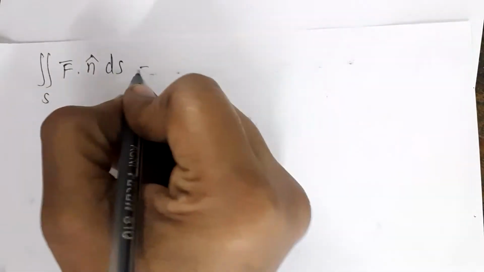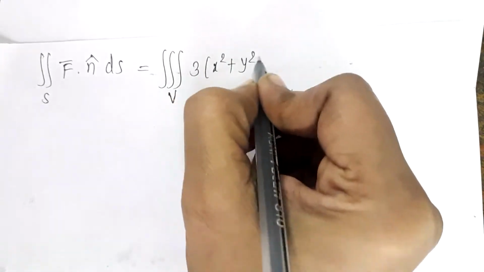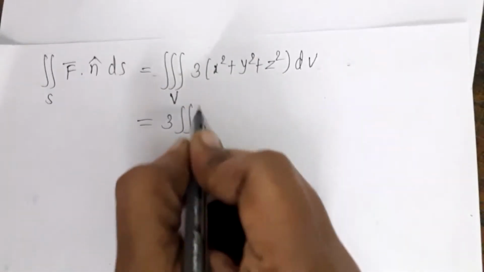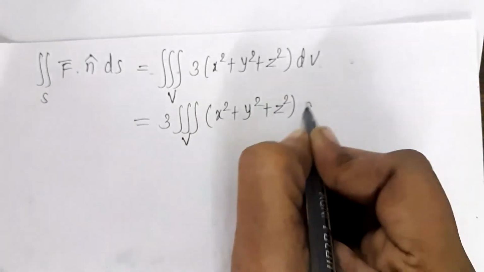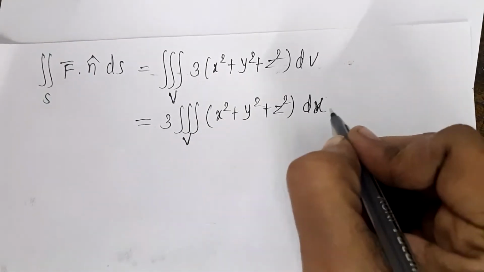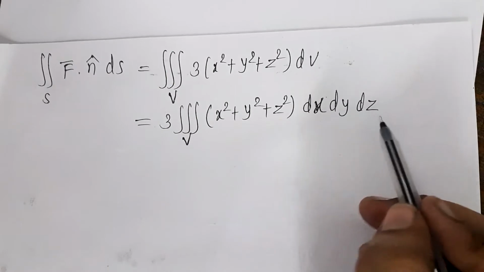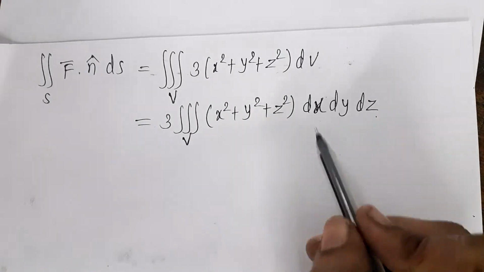So double integral over S of f dot n cap dS is equal to triple integral over V of 3 times (x² + y² + z²) dV. Now this is equal to 3 times triple integral over V of (x² + y² + z²) multiplied by dV. Now dV is nothing but dx, dy and dz. Now we want limits for x, y and z, but since it is a sphere, we want to convert this in terms of spherical polar coordinates.